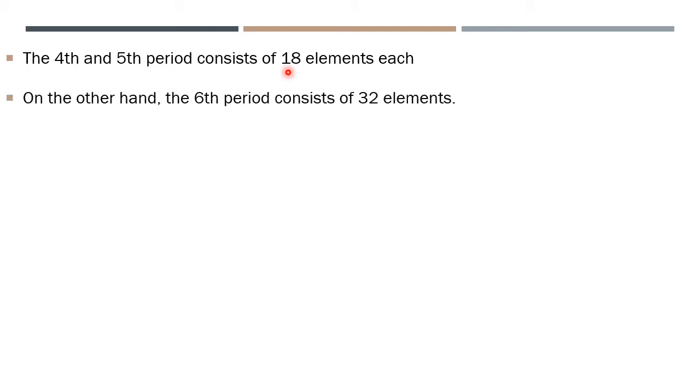On the other hand, the sixth period consists of 32 elements. Why 32 here? 18 plus how much equals 32? 18 plus 14. Why 14? After the d entry, now starts the f orbital entry. What is the capacity of f? It is 14. So because of the f orbital entry, whose capacity is 14, that 14 is added to the 18, becoming 32. That means the number of elements in the sixth period equals 32. It is because of f entry.